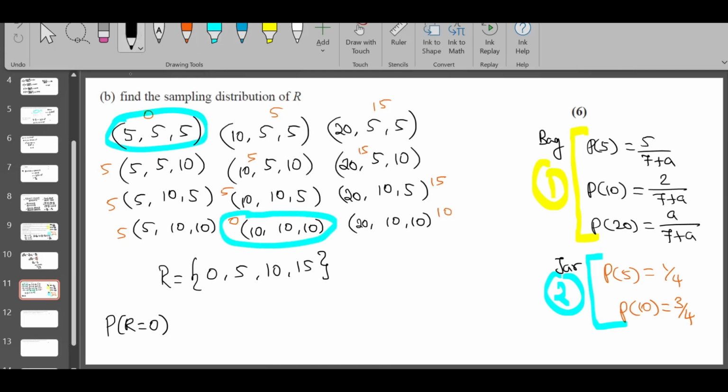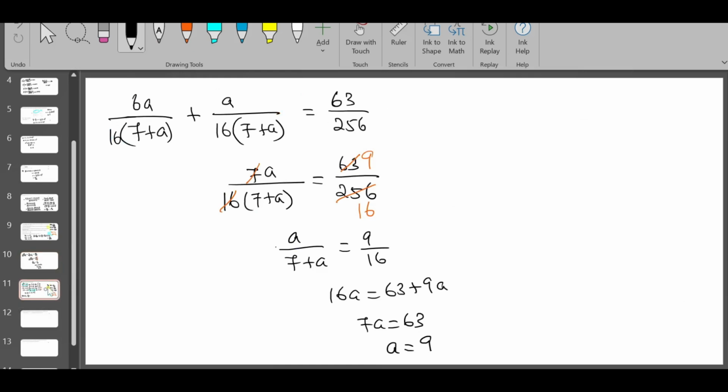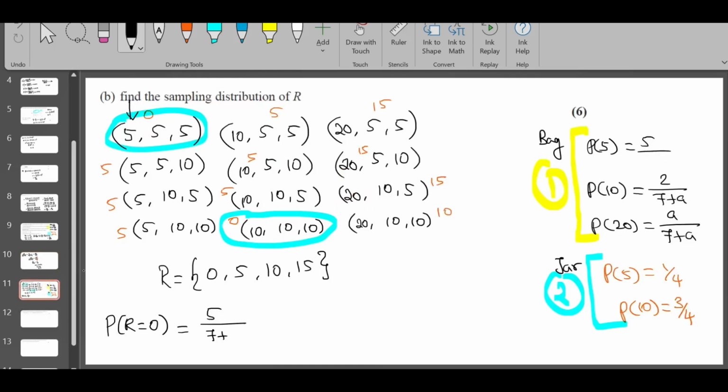For the first one, the probability is the first 5 comes from the bag. So it's 5 over 7 plus A. We know the value of A is 9, right? So just write it as 7 plus 9 is 16. So it's 5 over 16 times. The other 2 5s are coming from the jar, actually. So 1 over 4 times 1 over 4 plus. So we are done with this. Okay.